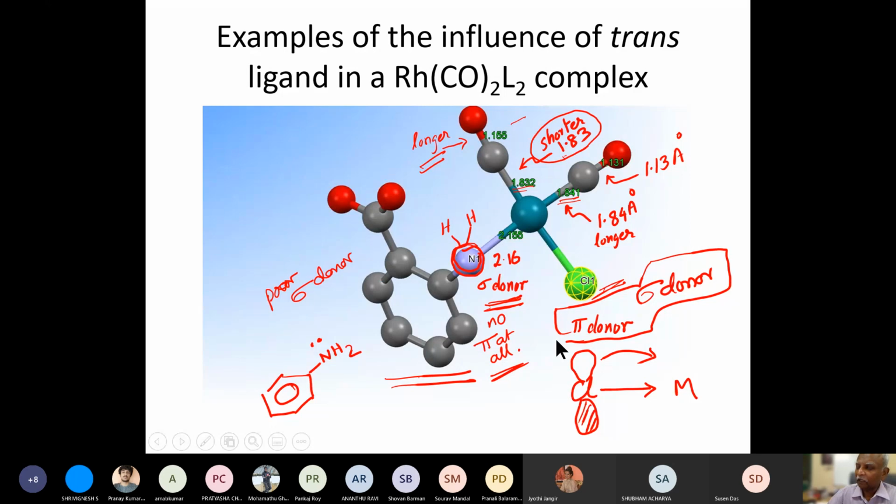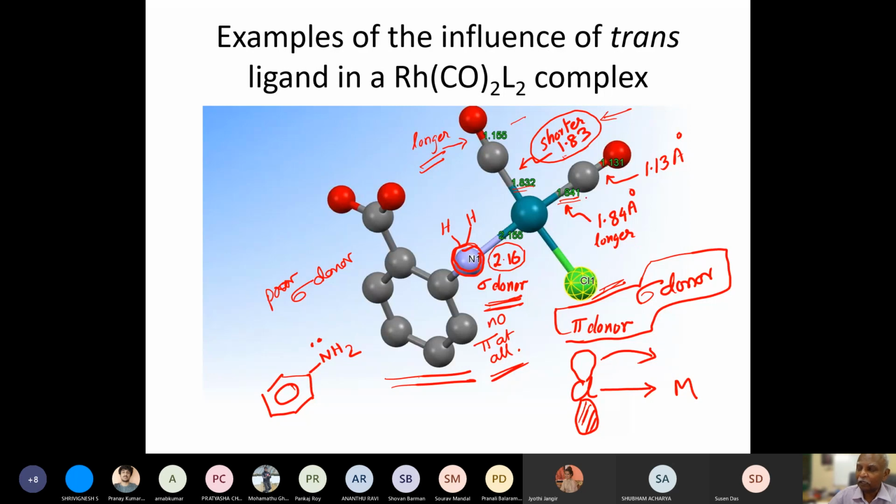No pi. And so what happens is this distance is longer. This is 2.16. I'm comparing that with 1.83. You can see that the previous example was a poor example where I have competing effects. So here I have a very clear distinction between the two. The chloride is both a pi donor and a sigma donor, whereas the amine is only a sigma donor. So what I'm having here is a very clear difference between the two species.